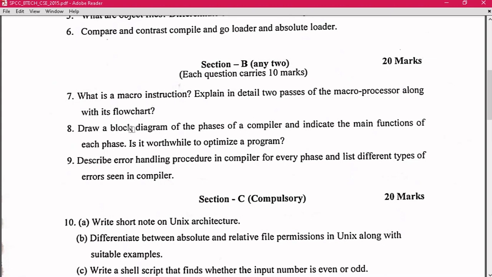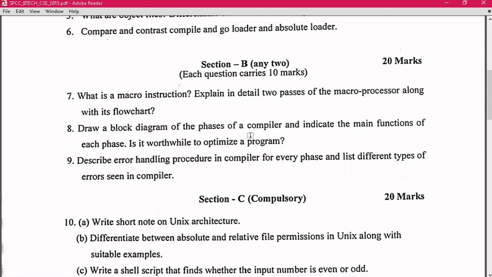Then you have to draw a block diagram of the phases of compiler, right? First of all, you know that the compiler has 6 phases. So you simply need to put all the phases in blocks, and then describe the flow: what is the input to a particular phase and what is the output of that phase of the compiler. And then indicate the main functions of each phase. Is it worthwhile to optimize a program?